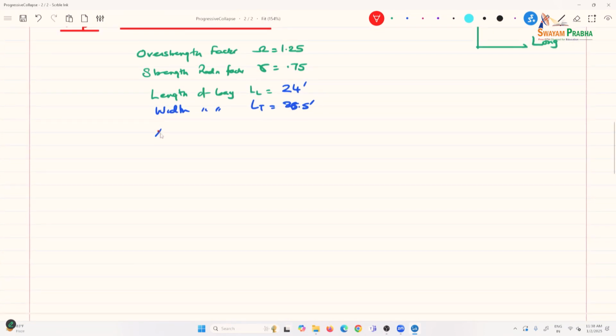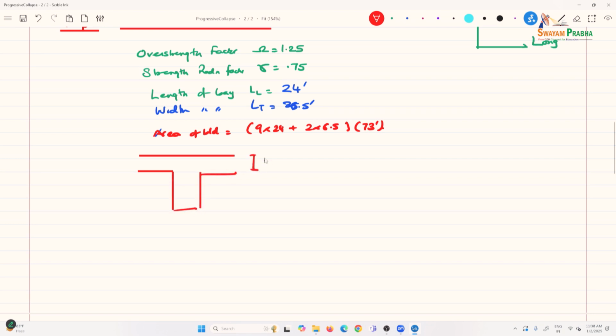So, the area of the building is 9 times 24 plus 2 times 6.5, multiplied by your 73 feet. Beam dimensions are given, it is a 4-inch slab and the beam itself is, this is the dimensions of primary beams between columns.